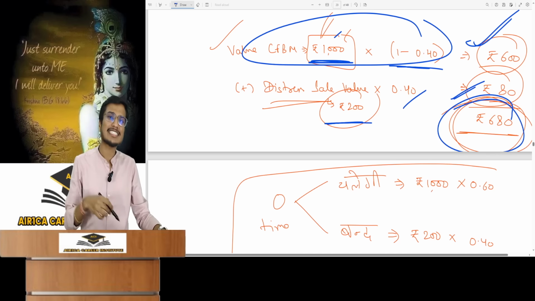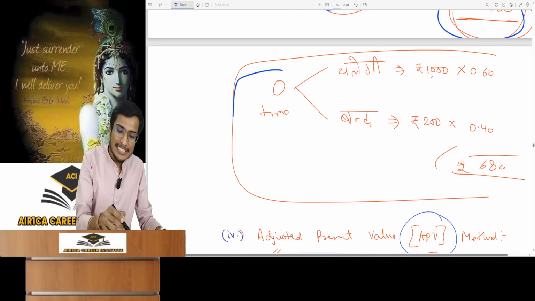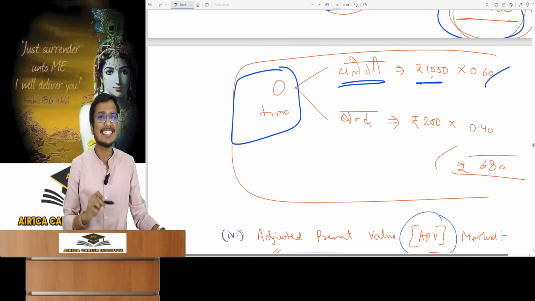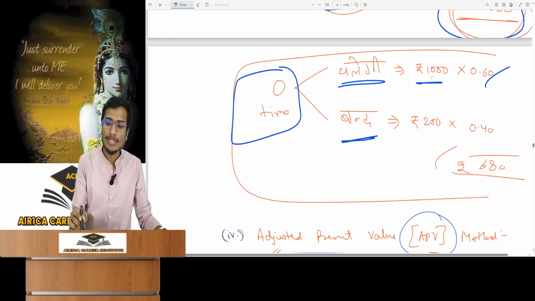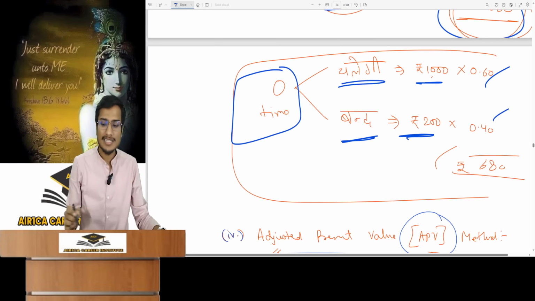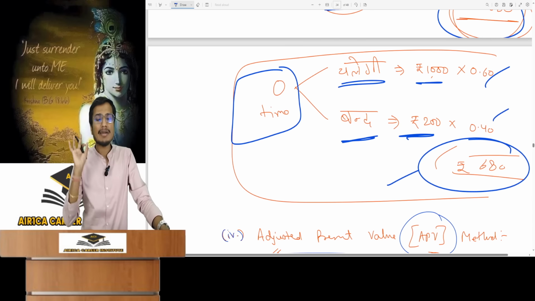This is the distressed firm's final value. The time 0 value if the company continues to operate is 1000 and its operating chance is 0.60. And if the company shuts down at time 0, its value will be 200 and the chance of that happening is 0.40. So you get this value. There's nothing to this method.